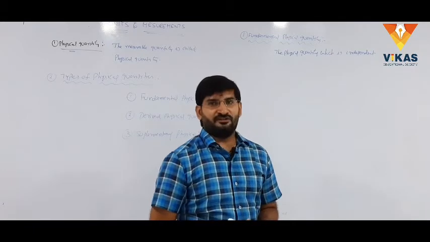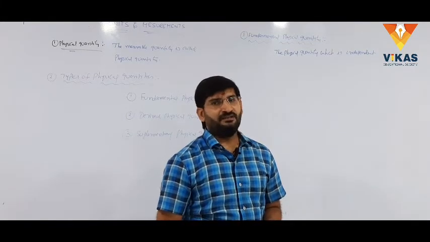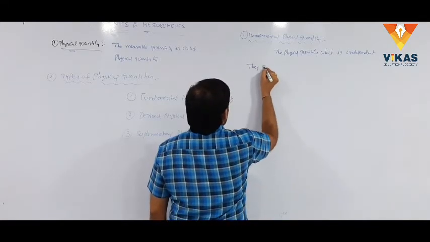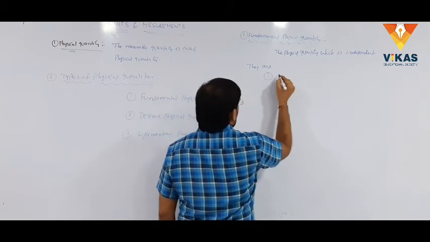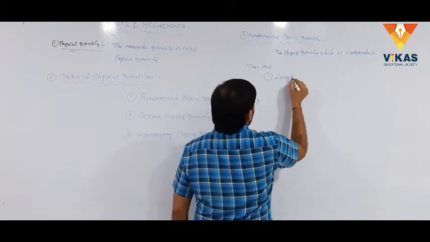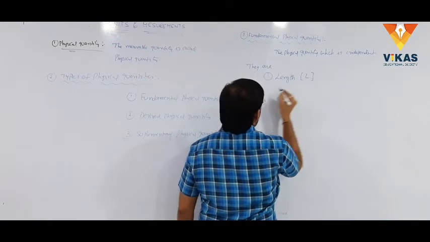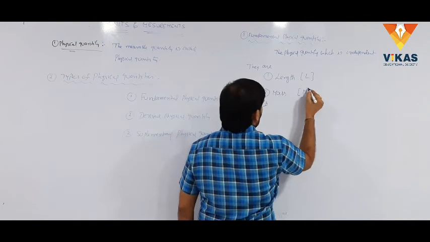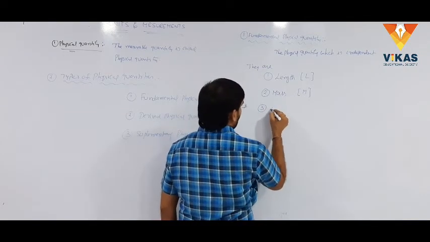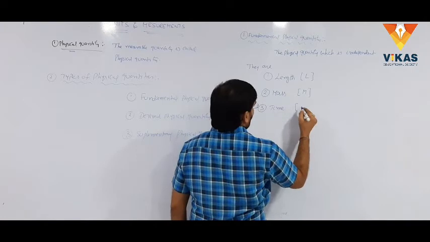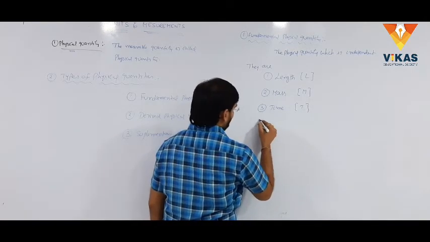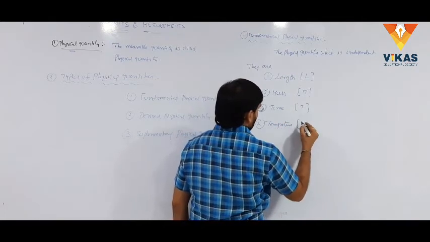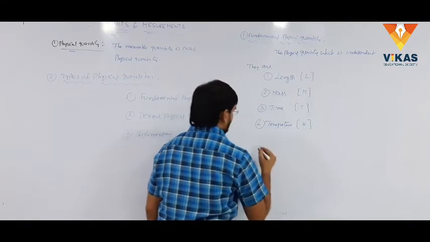If a physical quantity is independent of any other physical quantity, then it is said to be a fundamental physical quantity. They are, first one, length, which is represented with L. Second one, mass, represented with M. Third one, time, represented with T. Fourth one, temperature, represented with Kelvin, K.